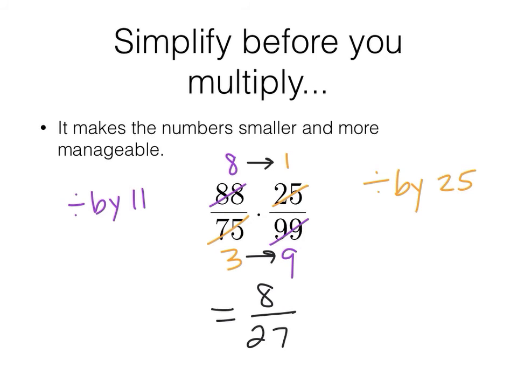Now, why are we allowed to do that? Because the commutative property says I could actually switch these denominators right here and make it 88 over 99 and 25 over 75, and it's no different. And that's why we're allowed to simplify.